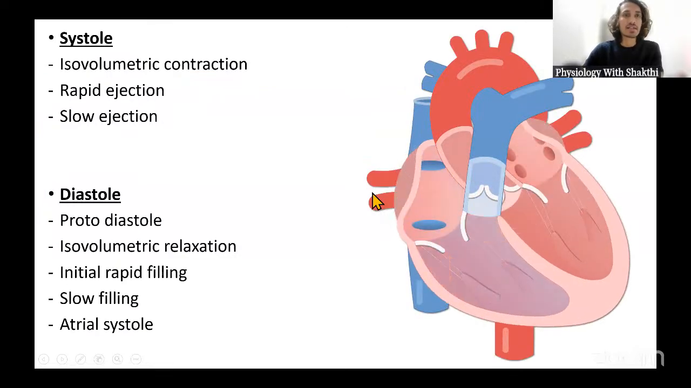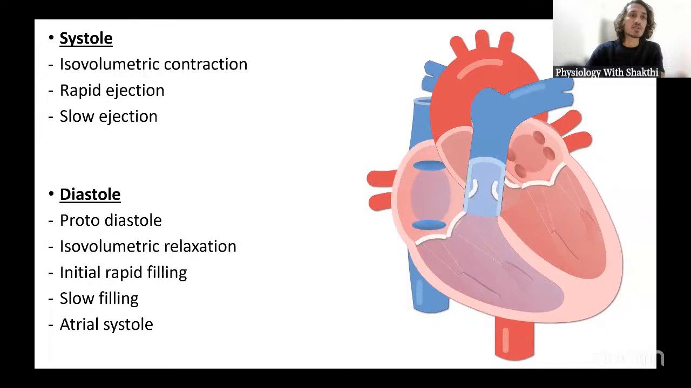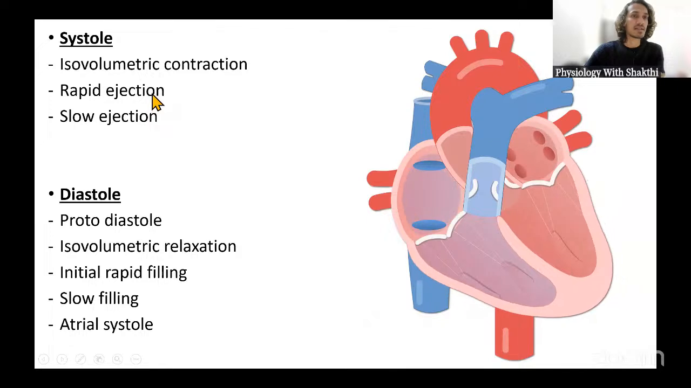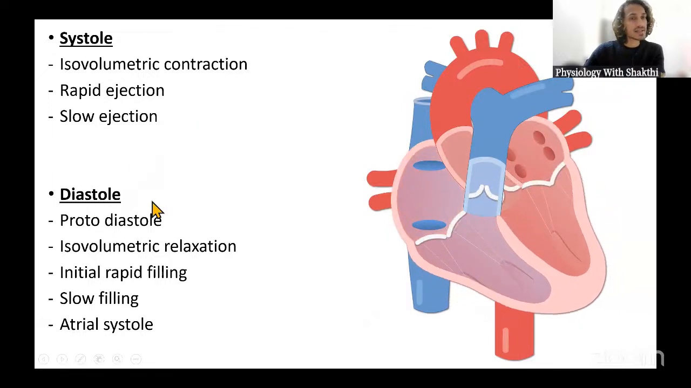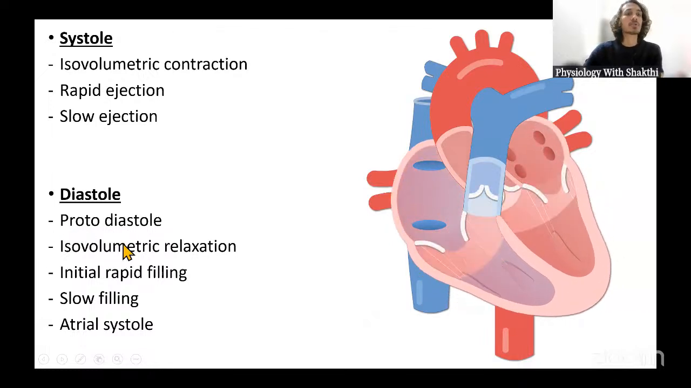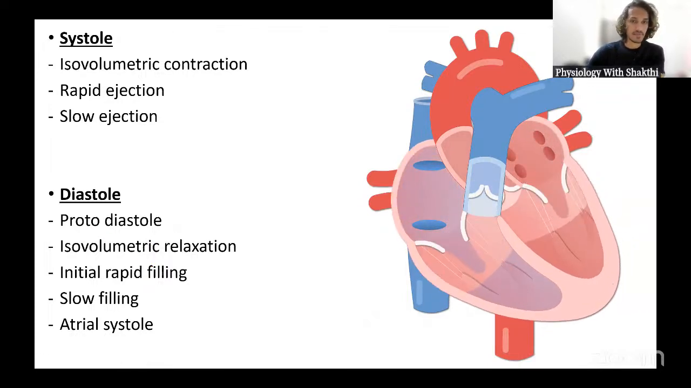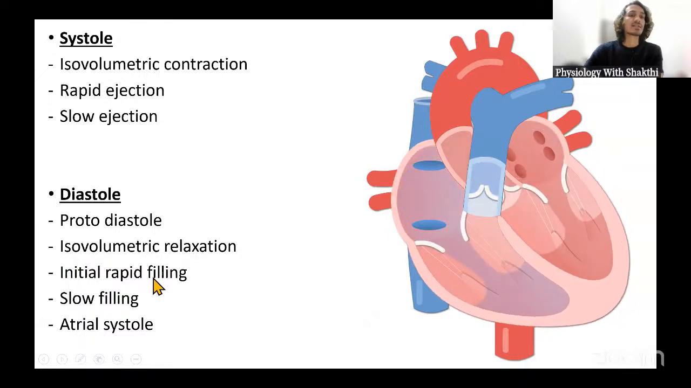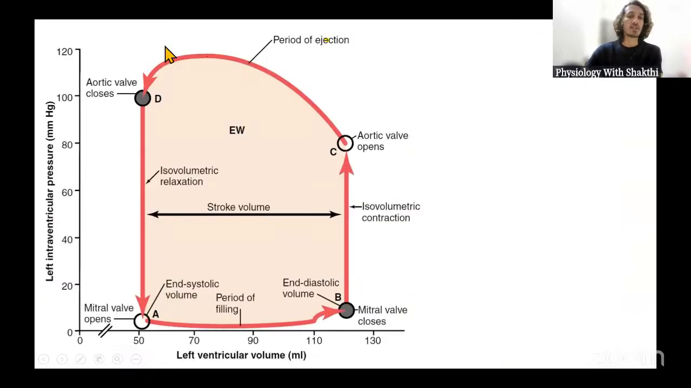In cardiac cycle, you have to talk about it with respect to systole and diastole. In systole, you first talk about isovolumetric contraction, followed by a rapid ejection phase, followed by a slow ejection phase. In diastole, usually just before diastole is the protodiastole, a phase in between systole and diastole. Then your proper isovolumetric relaxation starts. Then initial rapid filling, slow filling, atrial systole. This can be explained with the help of a pressure volume loop.